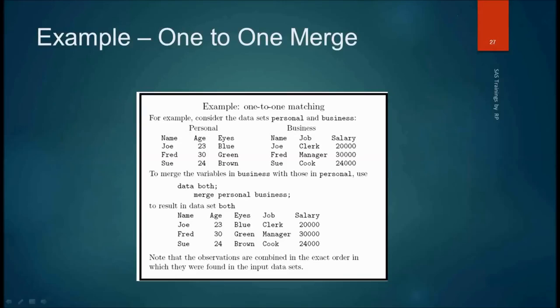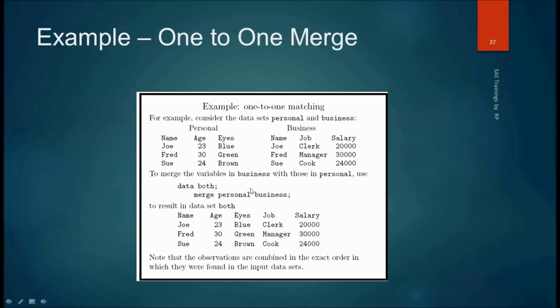As an example of the one-to-one merge, if you see here, there are 2 datasets called personal and business. In personal and business, we have one common variable called name. If you see the name variable in both datasets, we have the values JOE, FRED, and SU. These 3 common observations or names are also present in the business dataset. So there is a correlation between the name variable.